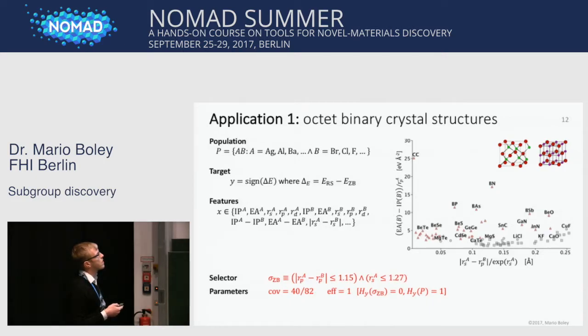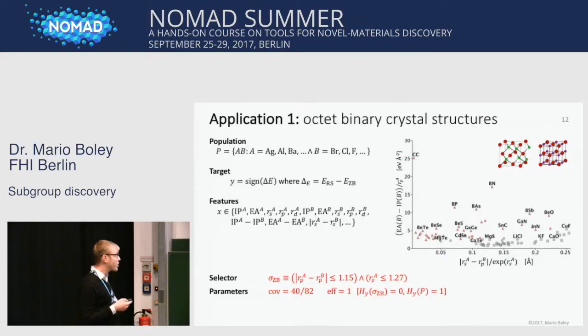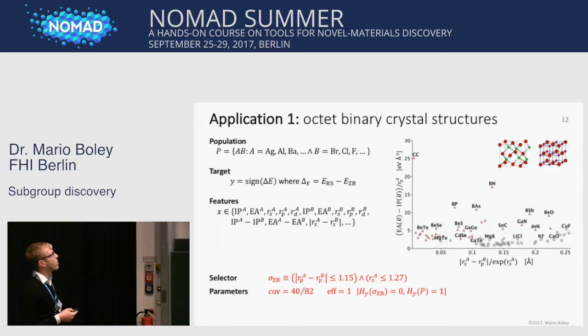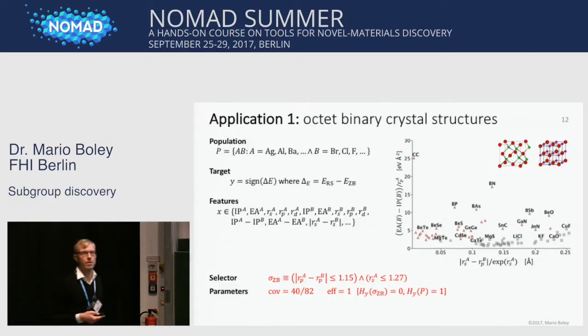The second condition is that the s orbital of the first component has to be smaller than 1.27 angstrom. This selects these 40 materials, all of which have a zinc blende affinity. So we have an effect of 1 because the class distribution is pure. And we also have a fairly large coverage of almost 50%, particularly selecting 40 of the 41 materials which have the zinc blende affinity.